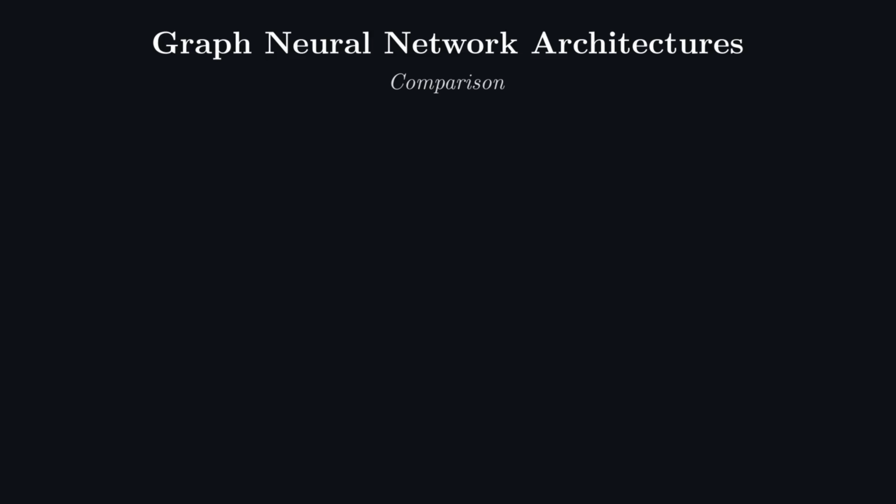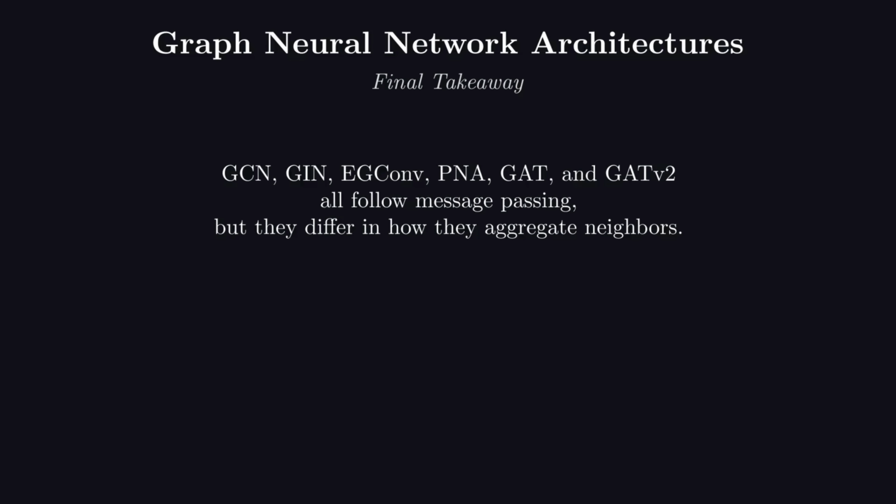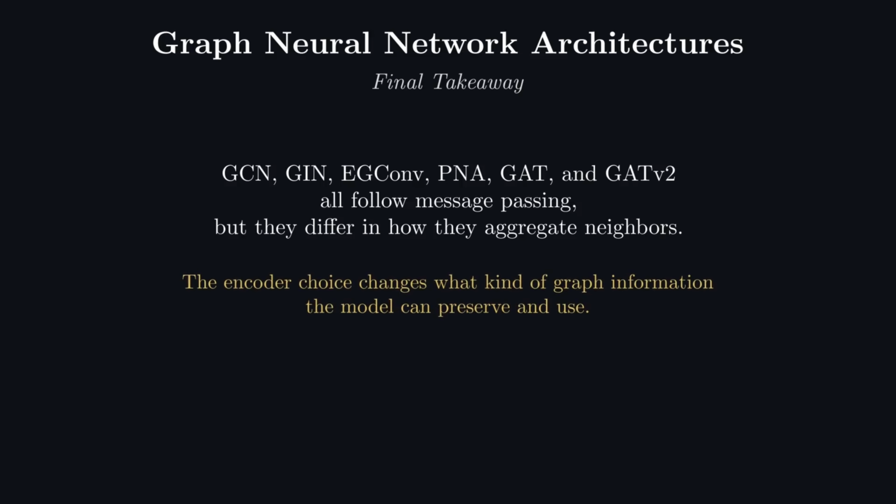or attention. So to wrap up, all of these architectures follow the same general message passing idea. GCN, GIN, EGConv, PNA, GAT, and GATv2 all update nodes by using information from their neighbors. But they differ in how this neighbor information is aggregated. Some architectures focus on simplicity, some focus on structural detail, some combine multiple aggregation statistics, and others learn attention weights. This is why the encoder choice matters. It changes what kind of graph information the model can preserve and use.